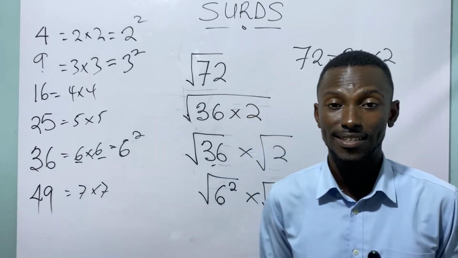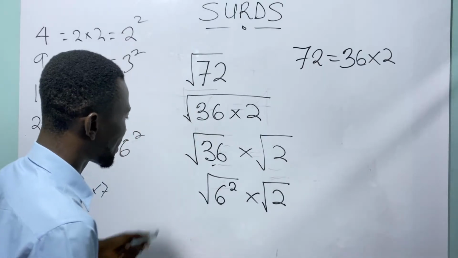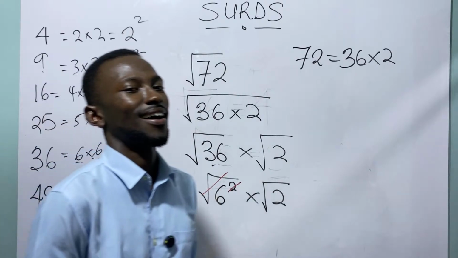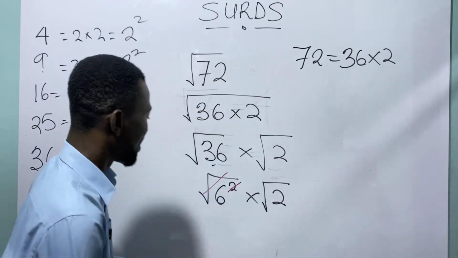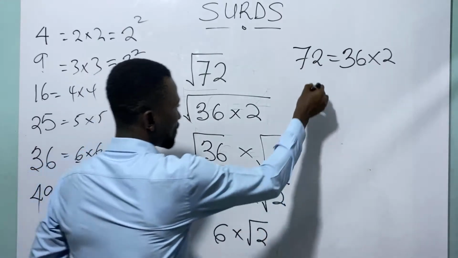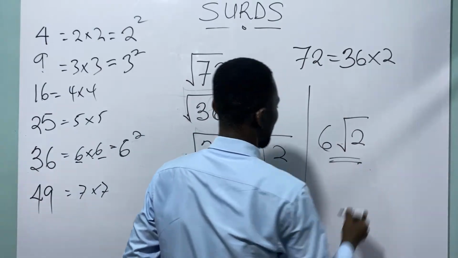Easy peasy, right? Then, what happens? These 2 will cancel this square root sign. That's what actually happens. Then we have 6 times root 2. So the final answer becomes 6 root 2.